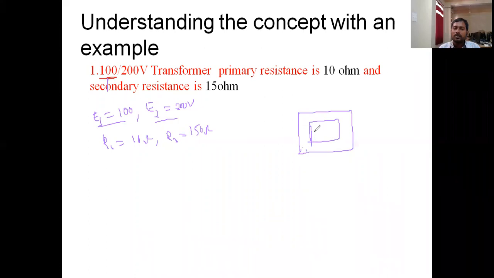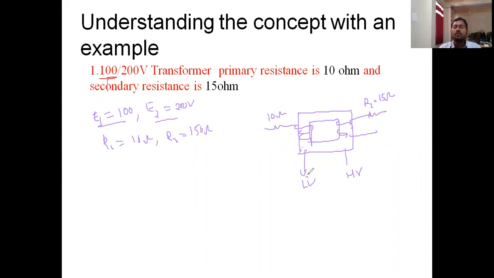So primary, this is how much? This is 100. E1 is 100, which is LV, and E2 is 200, which is HV. So for HV, I'm taking R2 as 15 ohms, and for the primary I'm taking 10 ohms, as per this LV and HV.